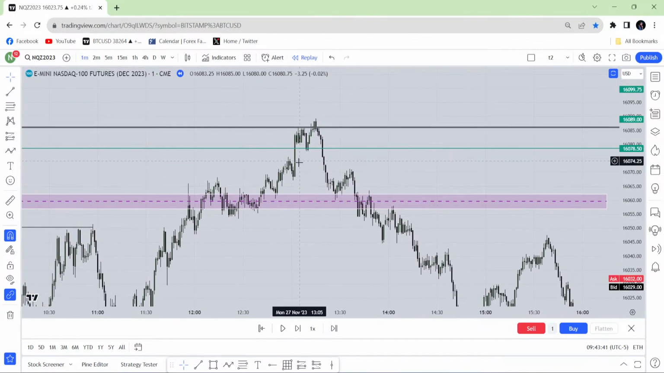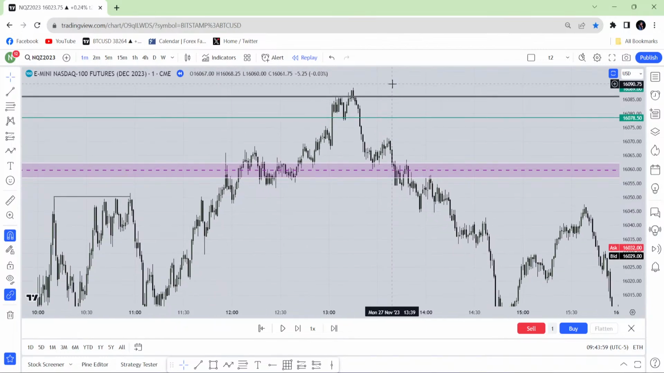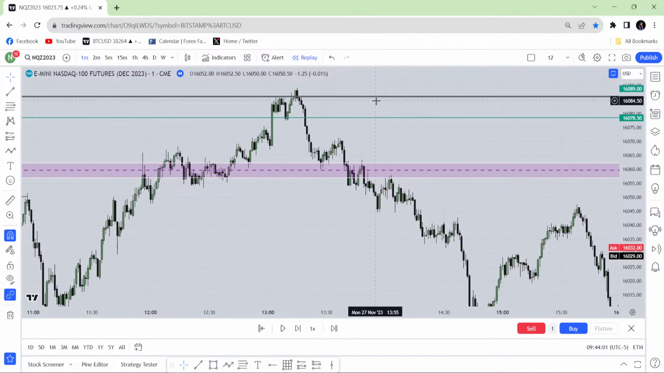Now, when price is inside the one, it went above the highest buy side liquidity. It went above the Friday high as well. Okay, now what should you expect? I will expect.